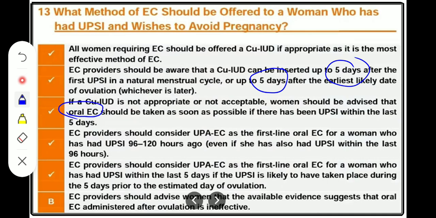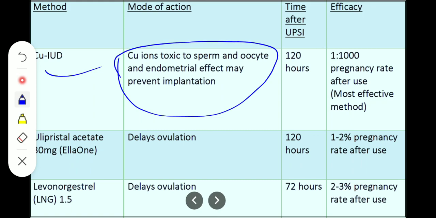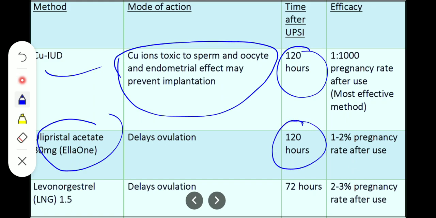If she had UPSI 96 to 120 hours ago, she can take ulipristal acetate. Another important point is that EC administered after ovulation is ineffective. Now, this table shows the different methods of emergency contraception, like the copper IUCD. What is the mechanism of action? It is toxic to the sperm and ovum, and the endometrial effect may prevent implantation. Basically, it prevents implantation. The time after UPSI is 120 hours. Ulipristal acetate can also be used within 120 hours. But levonorgestrel can be used up to 72 hours.